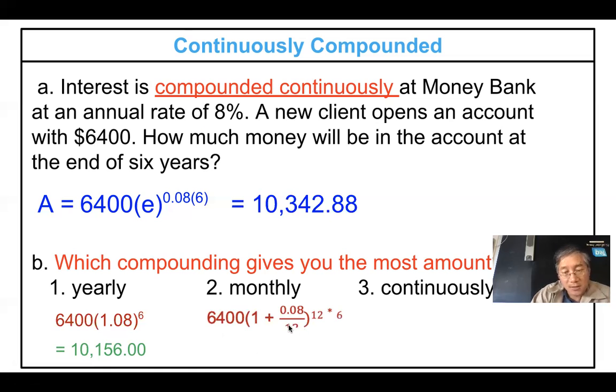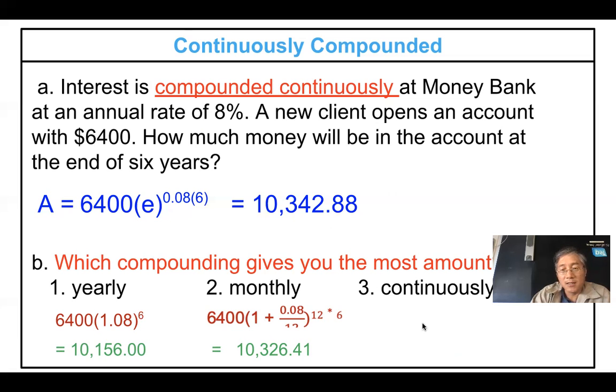How about monthly? Formula, sorry about this. This is a denominator 12. So 1 plus, you should be careful. Don't add the 1 and the 0.08 first and divide. That's the common error, right? You should divide the 0.08 by 12 and then add to 1. And 12 times 6 in the power, you will get $10,326.41. So yearly, $10,156. Monthly, $10,326.41. If you get daily, you divide by 365 here, multiply here 365, right? It'll be a little more than this, but it'll be smaller than continuously compounding.